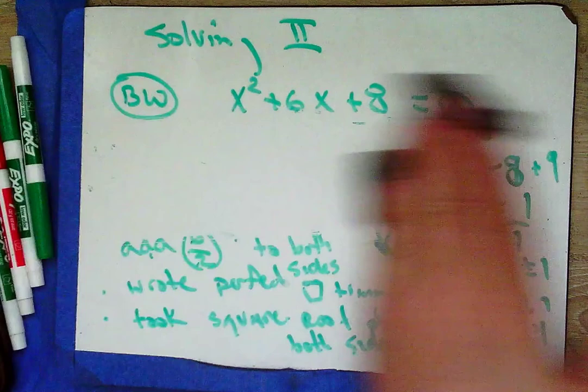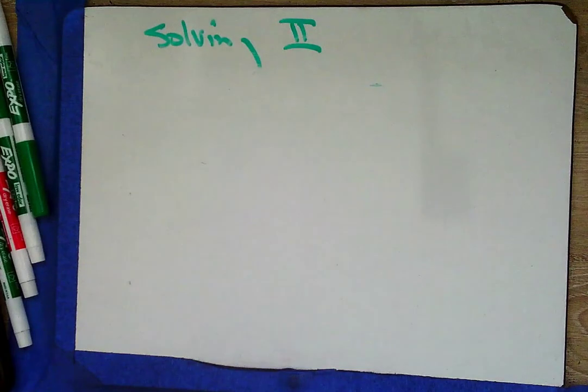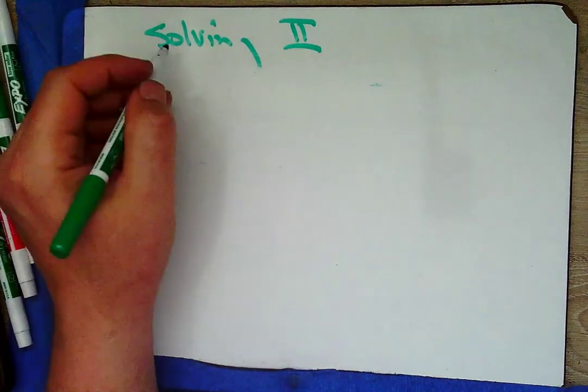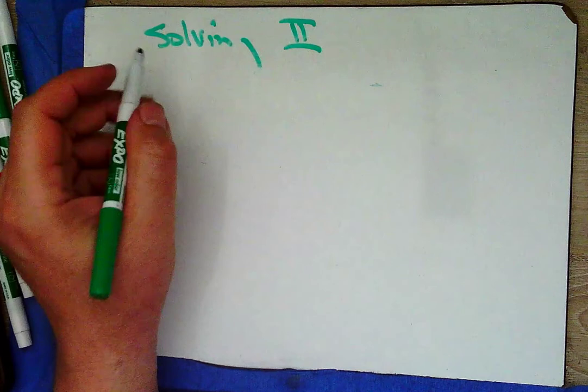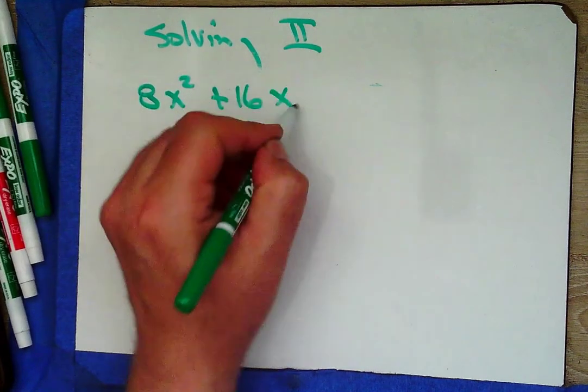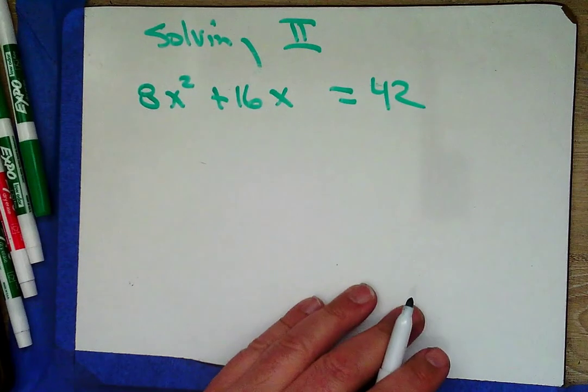I'd much rather do factoring, I'd much rather do the quadratic formula, but that doesn't mean we don't get the opportunity to practice this. So, would you be so kind as to use completing the square on 8x squared plus 16x equals 42 and solve that one?